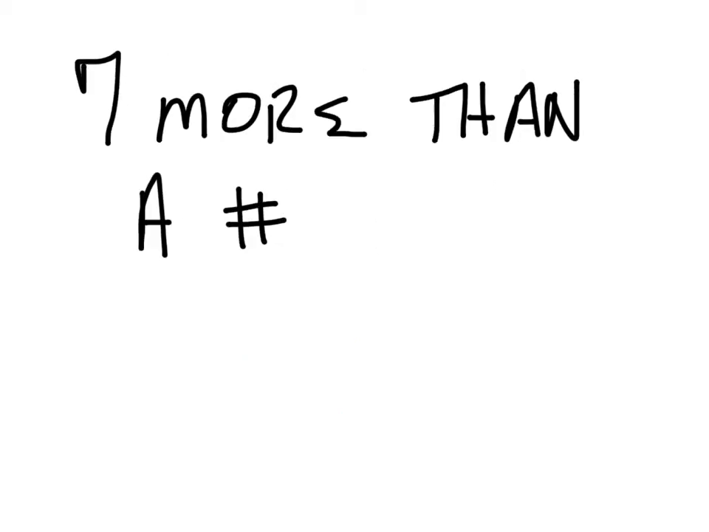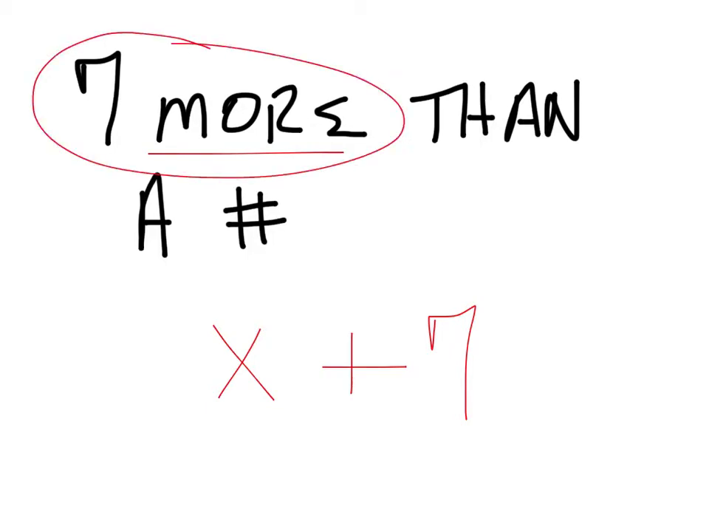7 more than a number. What does more mean? Add. So we have add. 7 more than a number. What goes first? X. And then 7. Keep a note of that. Anytime you have 7 more or 7 less, you're going to put that to the right of what the other quantity is.